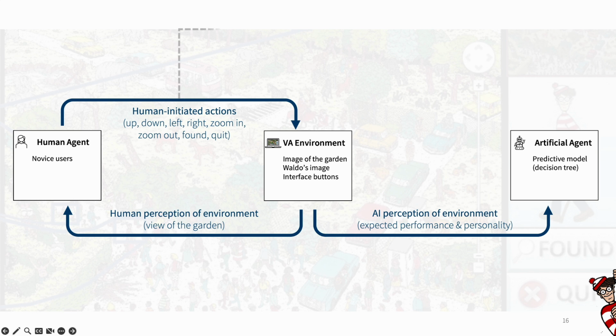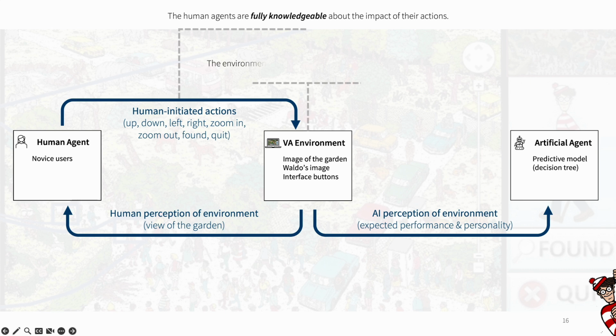We argue that the agents are fully knowledgeable about the impact of their actions on this environment because it is an intuitive, simple, and familiar interface. In regards to the environment, we argue that the environment responds deterministically to actions. In other words, pressing the up arrow from a given view will always result in the same updated view. Furthermore, this environment is static. For instance, it would be dynamic if the characters were moving on the map.